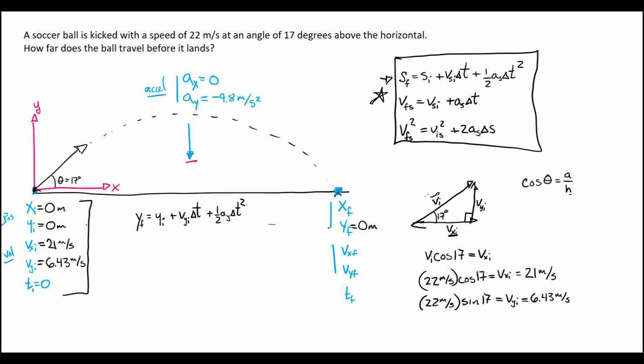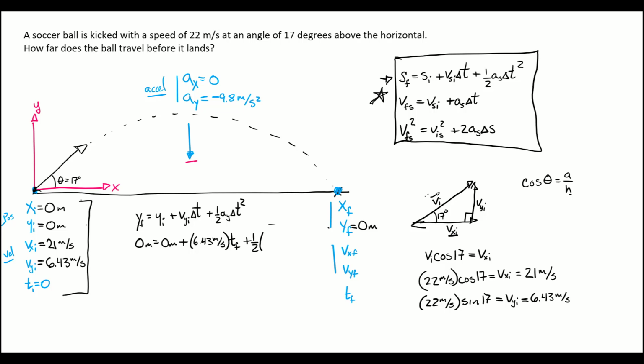And now it's just a matter of applying what I know. I know my final y is 0 meters, is equal to my initial y, also 0 meters, plus my initial velocity in the y direction, which was 6.43 meters per second. My delta t is t final minus t initial, which is 0, so that's just t final, plus 1/2.